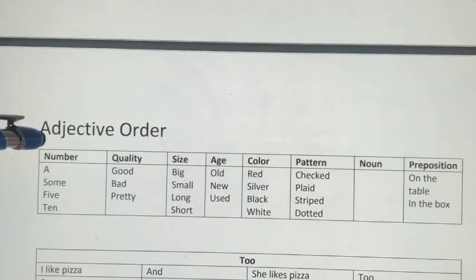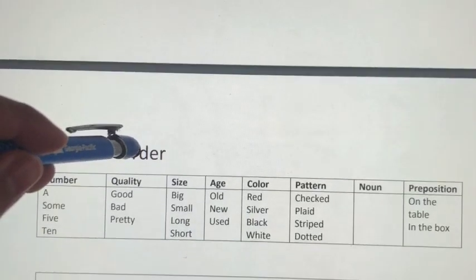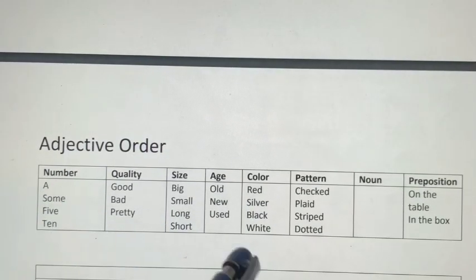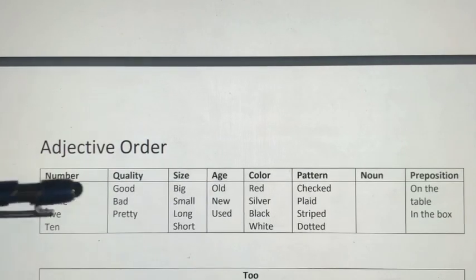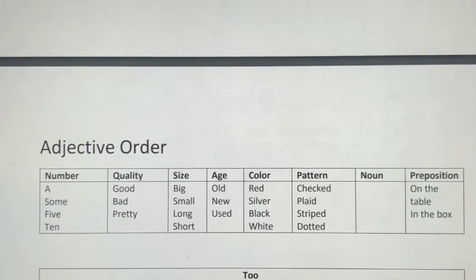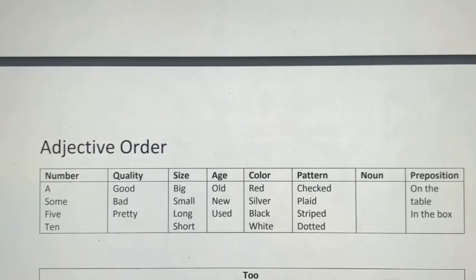And now we have the adjective order. This is the order for adjectives in a sentence. Some words go before other words. So the first in order is number. So if we say I have 5 dogs, 5 is a number. I have 5 dogs. I have some dogs. How are the dogs? Are they good? Are they bad? Are they cute? I have 5 really cute dogs.